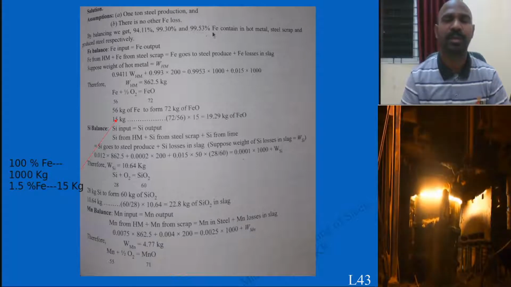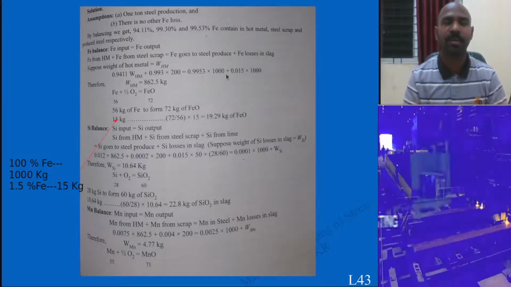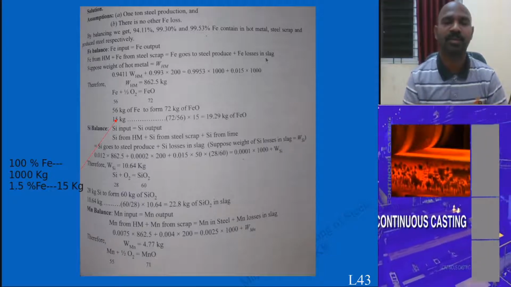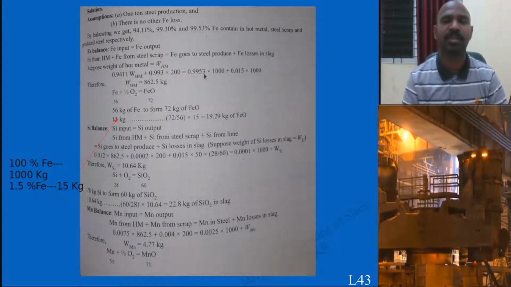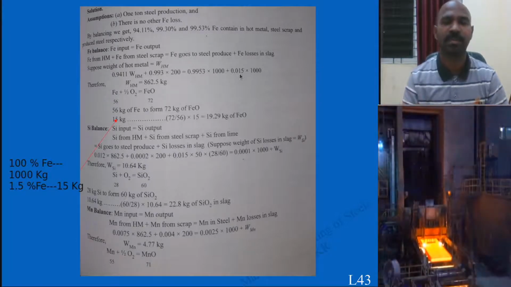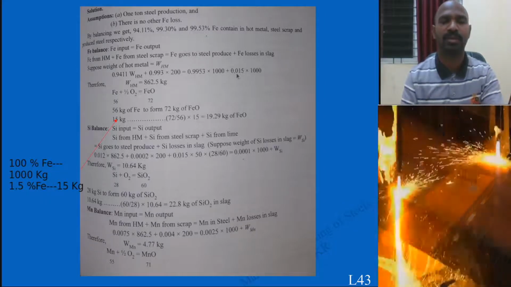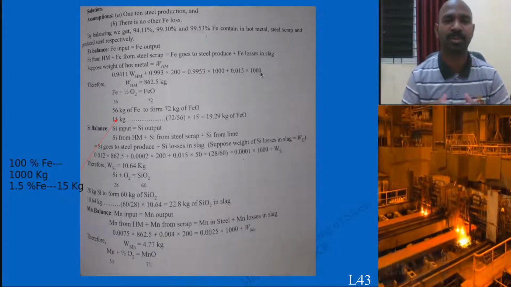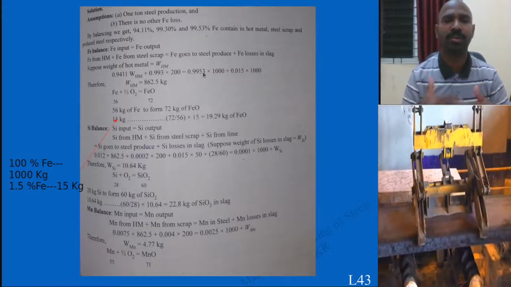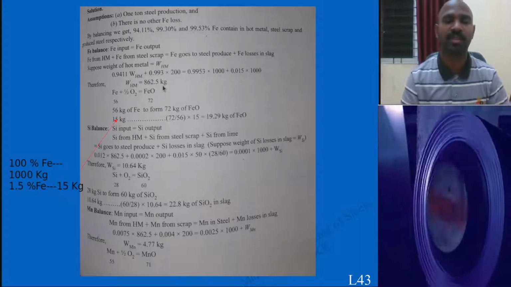0.9953, and weight of the steel produced is 1 ton, so that's why 1000 kg, and iron losses in slag, that is 1.5 percentage, that becomes in fraction 0.015, that is going with respect to the 1 ton steel. From 1 ton steel, this much iron is lost, that's why with respect to 1 ton, 1000 kg. Finally, when you simplify it, you will be getting this. This is the answer for the first question.